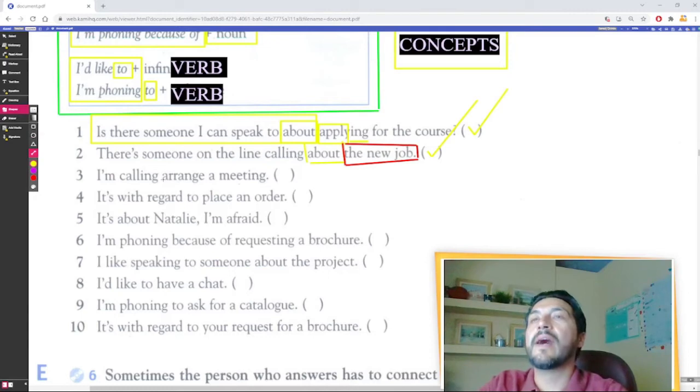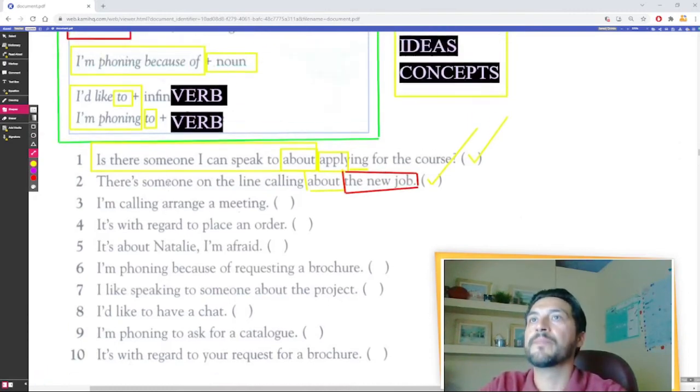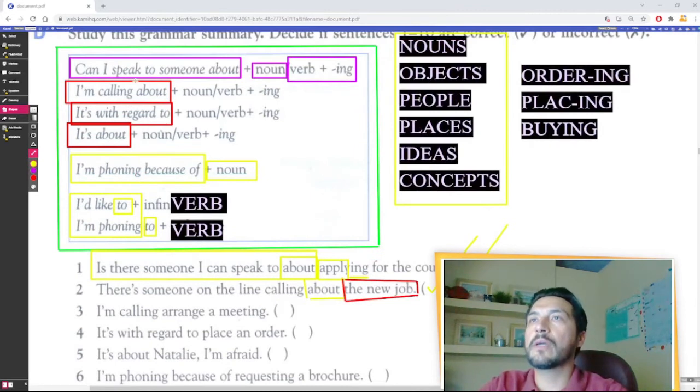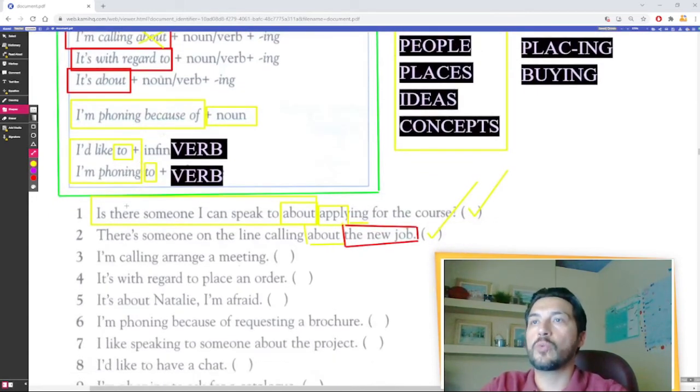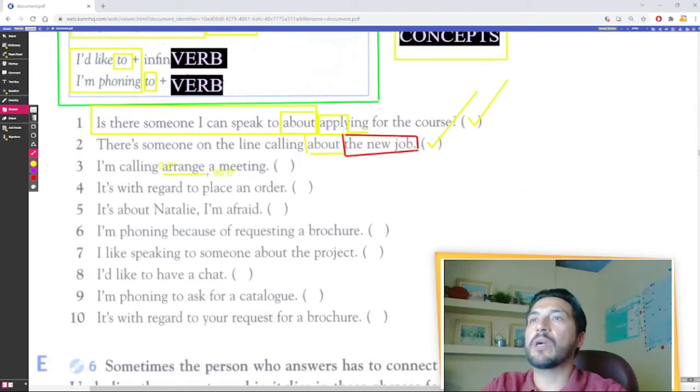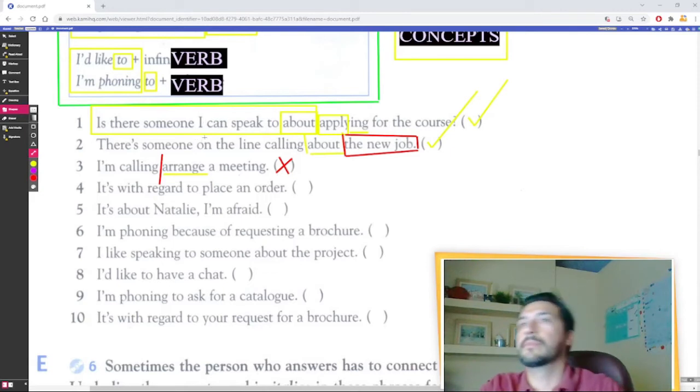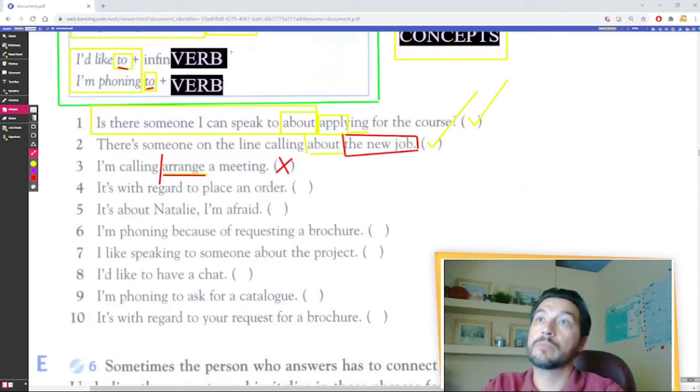I'm calling, arrange a meeting. Look, we don't have about or to. And this is a regular verb. So this is not correct. I'm calling, right here we need about or to. So that's incorrect. Remember, for a regular verb, like this one, arrange, we need to. I don't see to in number three.